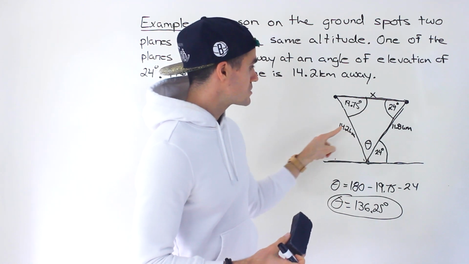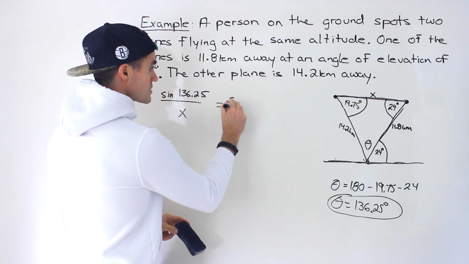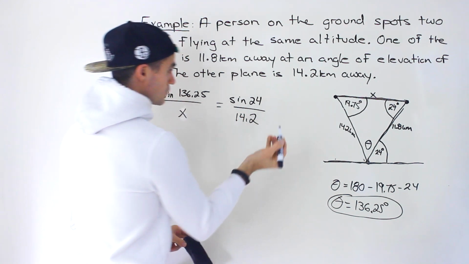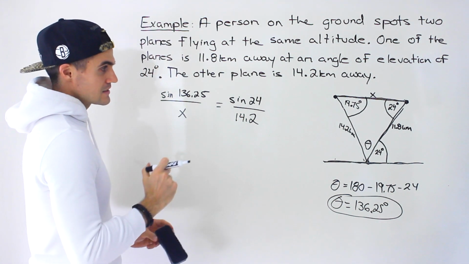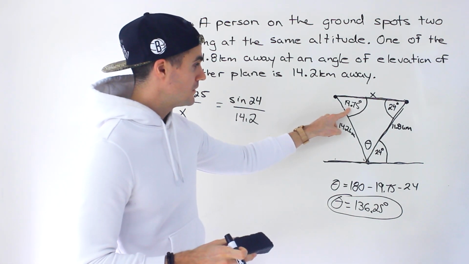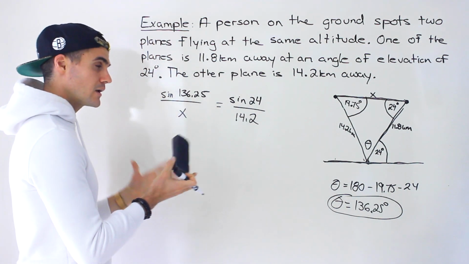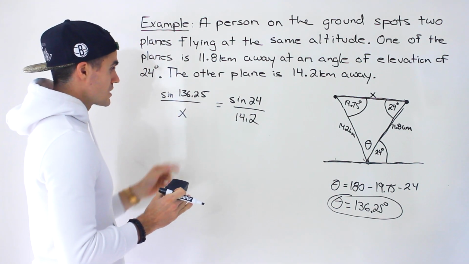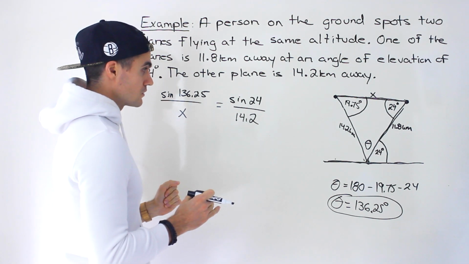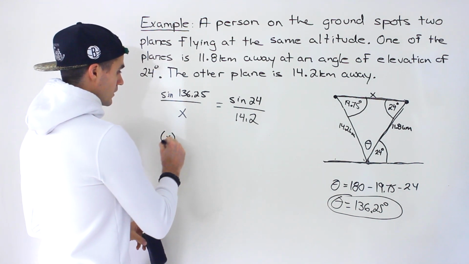I always recommend using what you're given in the question. So I'm going to use that sine of 24 over 14.2 again. But again, it doesn't matter. You could use the other one as well. We did round this angle a little bit, right, which is going to affect the final answer a little bit, but no matter which method you use, when you solve for that x value, it should be fairly close. So from here, we can, again, cross multiply.